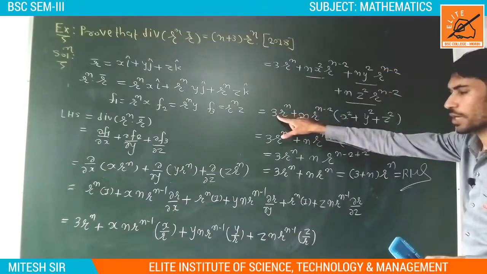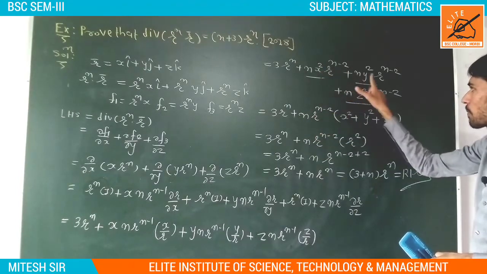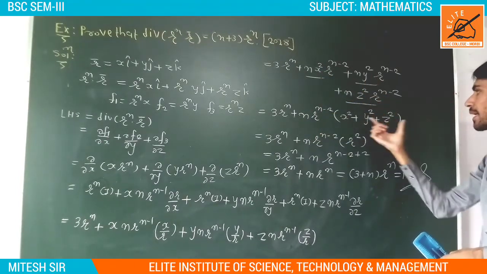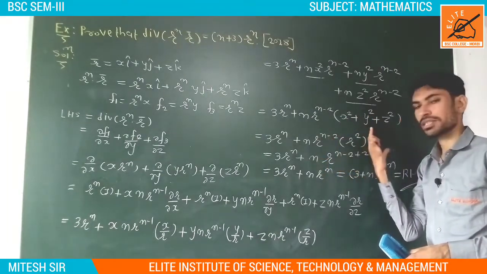So 3r raised to n plus n r raised to n minus 2 times x square plus y square plus z square. So this is nothing but our r square. So r raised to n minus 2 into r square.